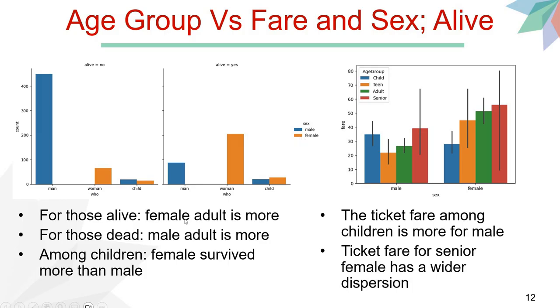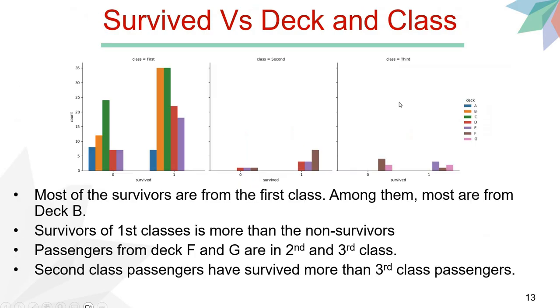You can see by the color here that for those who are alive, female adults are more. And for those who are dead, male adults are more than the female. And among children, female children survived more than the male children. So here it is female children, right, more than the male. You can also see comparing the ticket fare itself. When you consider the age group, ticket fare is generally higher for children here. For the children, male is higher than that of the female. And the ticket fare of a senior female is much wider. You can see the dispersion here with the line, it's much wider here.